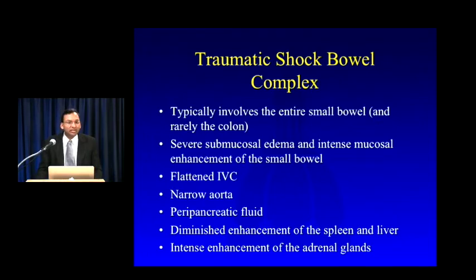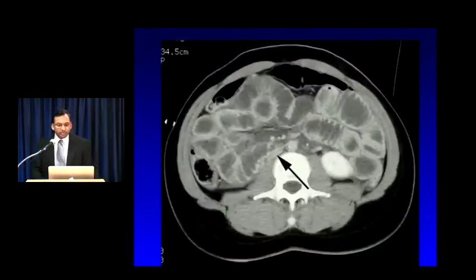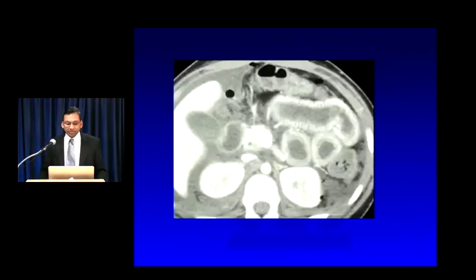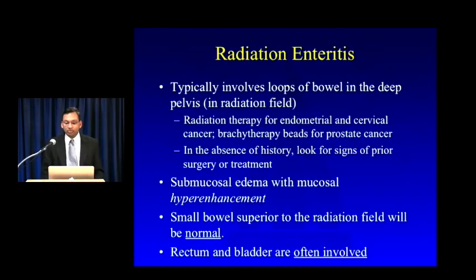A flattened IVC, narrow aorta, peripancreatic fluid that can look a lot like pancreatitis, hypoenhancement of the spleen and liver, and often intense enhancement of the adrenal glands. Here's a patient after trauma. Notice the slit-like IVC pointed out by the arrow and the diffusely thickened hyperemic bowel, classic shock bowel complex. Here's another example. Again, patient after trauma. Notice the profoundly thickened and hyperenhancing small bowel in the left upper quadrant. Again, a nice case of traumatic shock bowel complex.